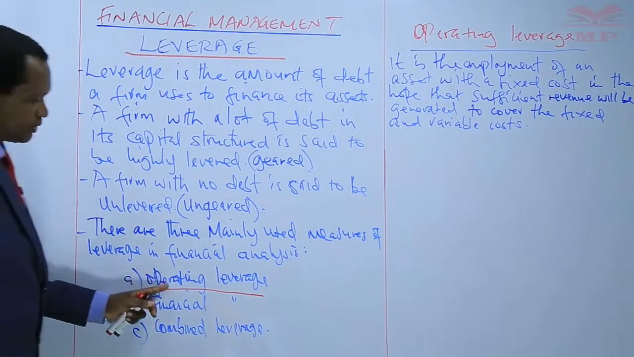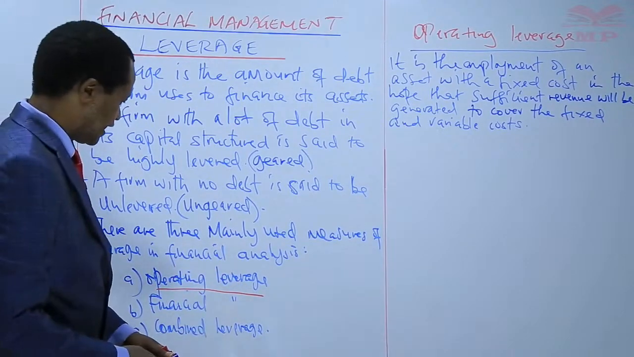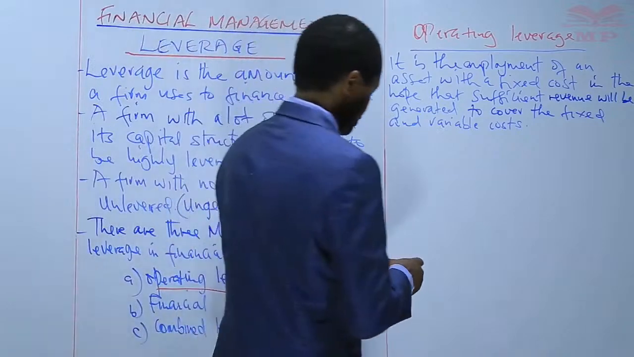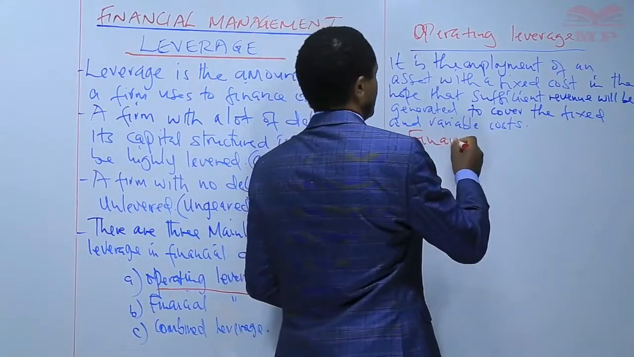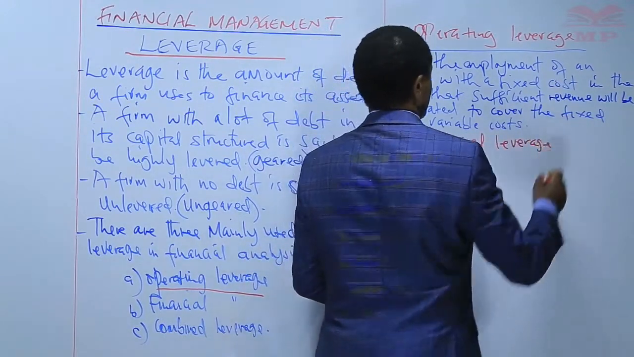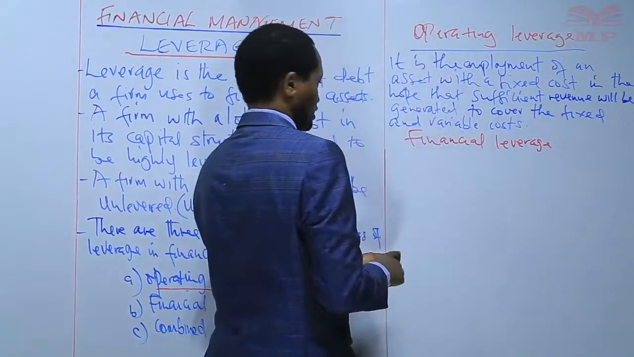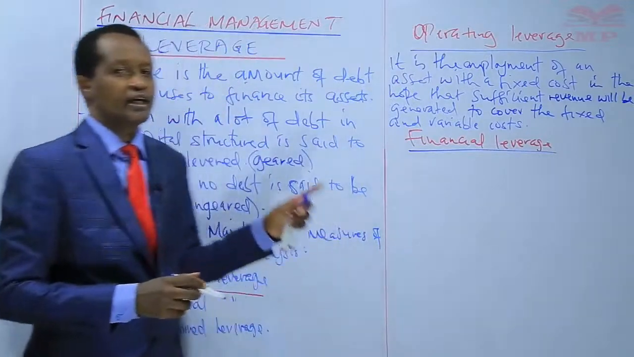I say that there are three mainly used measures of leverage in financial analysis. We've discussed operating leverage. Then number B, we have financial leverage. What is the meaning of financial leverage?